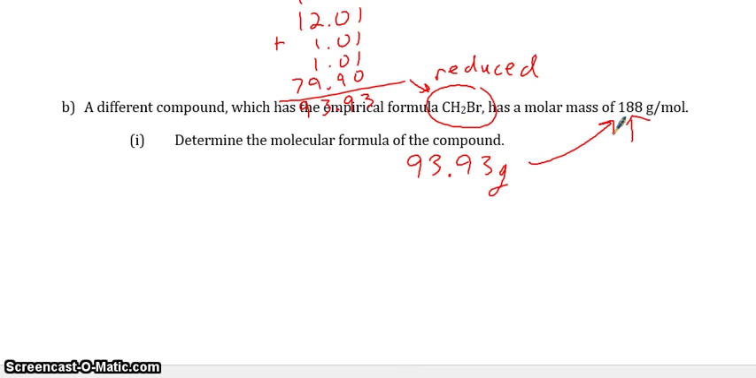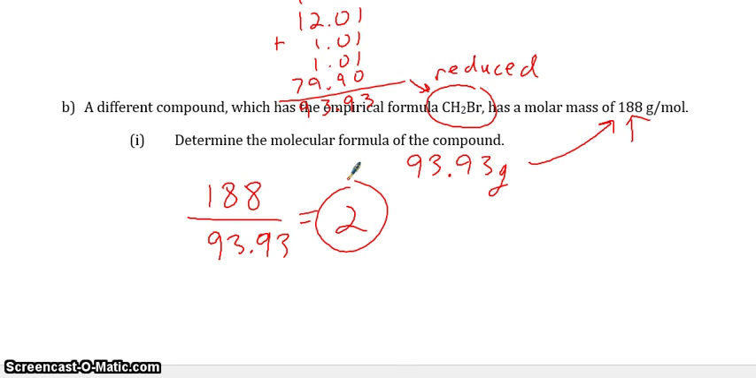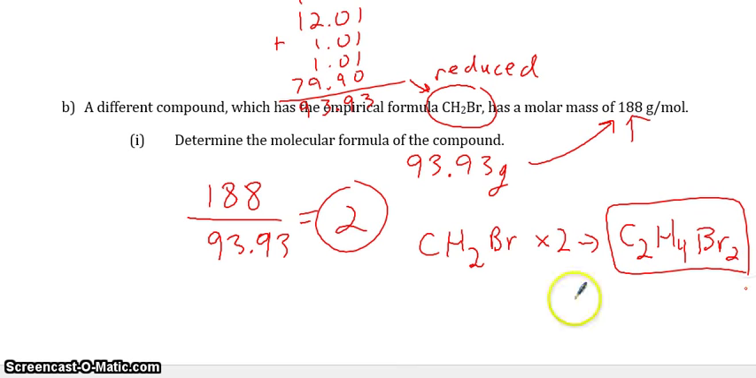So if you can take a look, 188 is 2 times bigger. The way we find the multiple is we do the bigger number, 188, divided by our number, 93.93, which is roughly 94, and 94 times 2 is 188. So 2 is the multiple, which means our molecular formula is 2 times bigger, or CH2Br times 2, and gives us C2H4Br2. And this is our molecular formula. The reason it's called the molecular formula is because this is how the molecule actually looks.